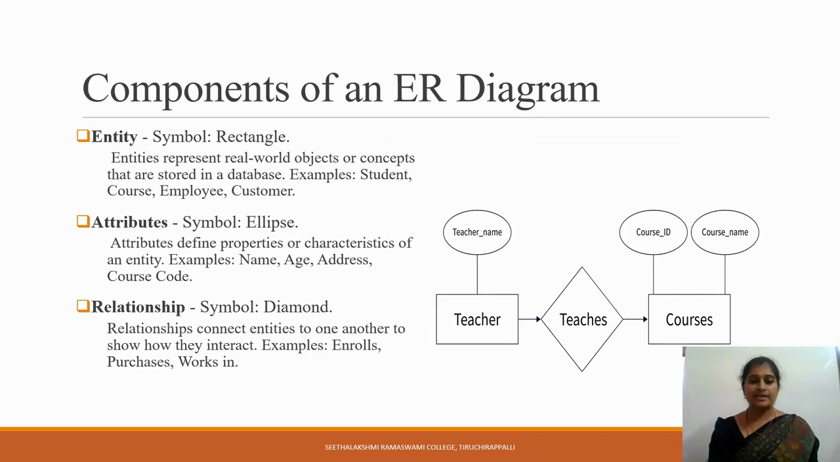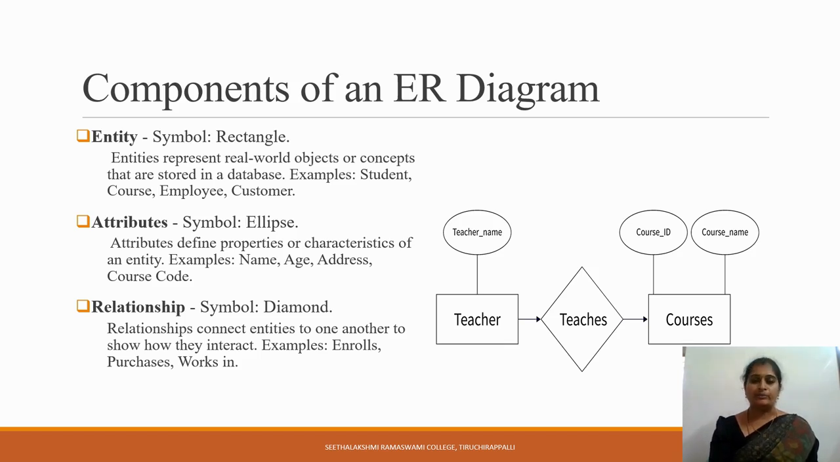In the previous slide, we have seen the symbols of ER diagram. Now, we are going to see how the symbols are used in the ER diagram with an example. Entity. Symbol for entity is rectangle. The real world objects or the real world concepts, the entities, are going to be displayed in the rectangle symbol.